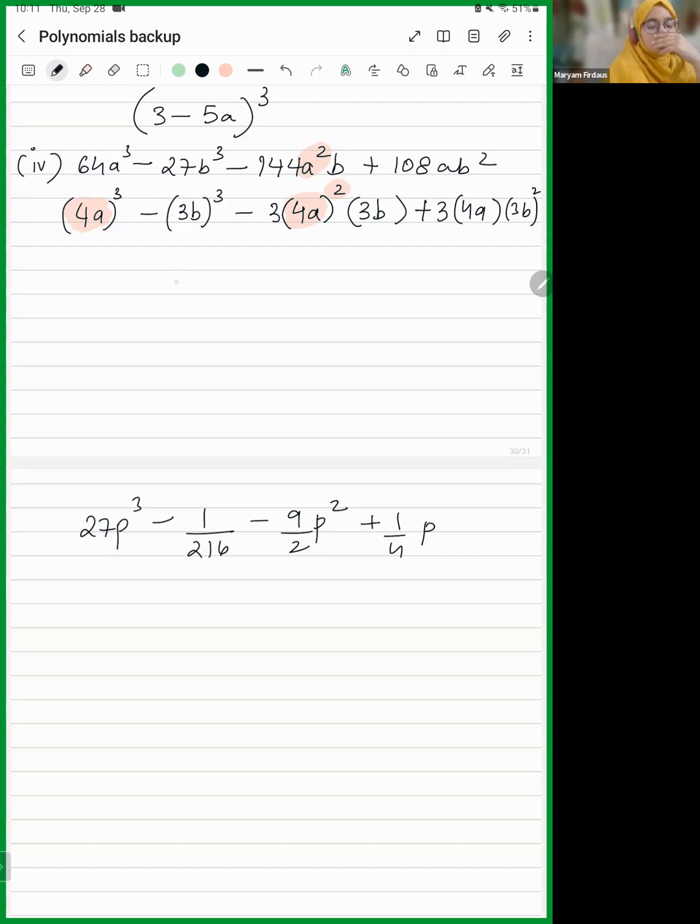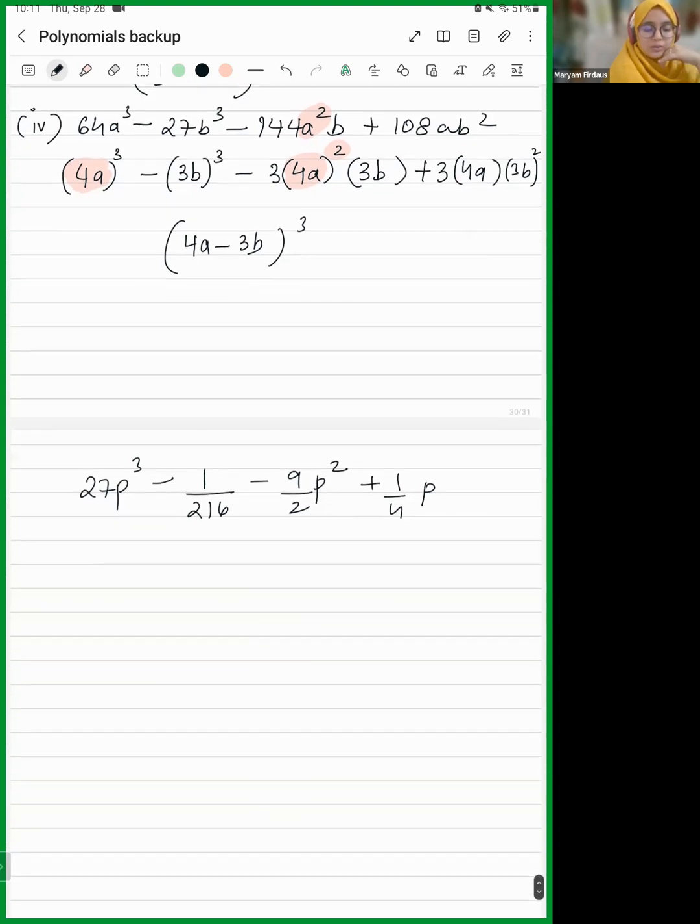4a cube and 4a are like terms. Now we just have to think about what formula this is making. This is making 4a minus 3b whole cube, right? So that is what we have to think from here, that we are not going from here to here. We have to factorize it. So we have to think, okay, this looks like this formula. Is this clear? Yes, ma'am, it's clear.